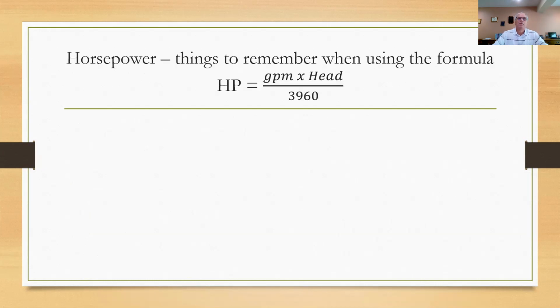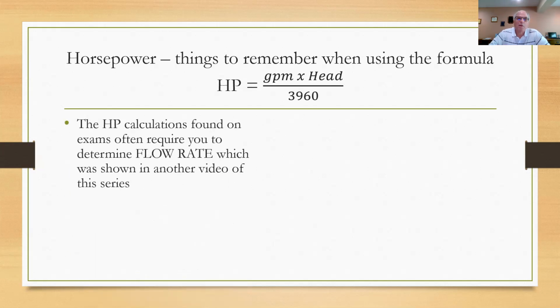So let's remember some things that come into play when we use this horsepower formula. The formula, gallons per minute times the head divided by 3960, has some things that we have to follow. The horsepower calculations found on exams often require you to determine the flow rate. They don't give you the flow rate often, but typically they give it to you in some other terms, and you've got to get it down to gallons per minute.